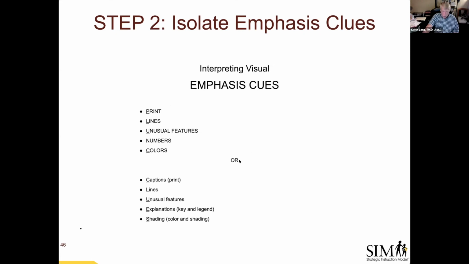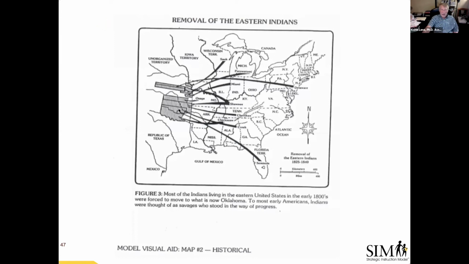But for those of you who are more inclined to want to have the kids read real words, we could also rearrange this and make the word clues: captions, print, lines, unusual features, explanations such as key and legend, and shading, color and shading. So you can use either one of those lists. I've used this in the text because I find kids like it. It's a strange word and they want to plunk it. And so here we could say, here's unusual shading right here. And so this has many of the plunk characteristics that we just talked about.